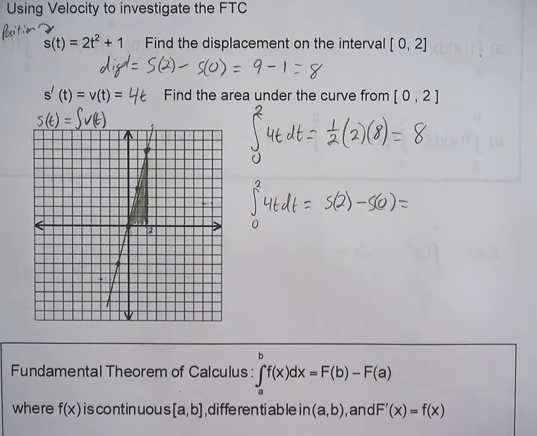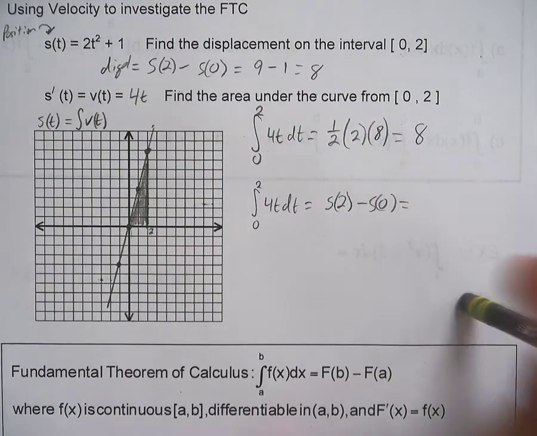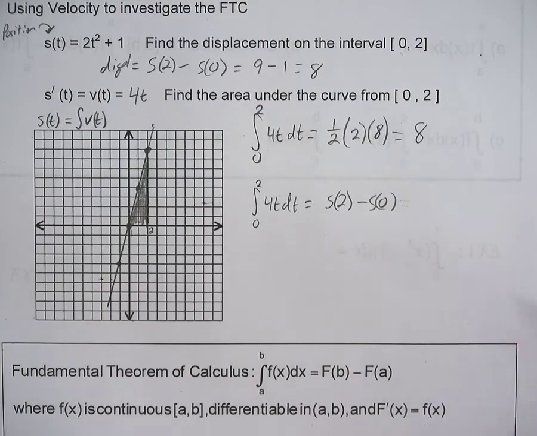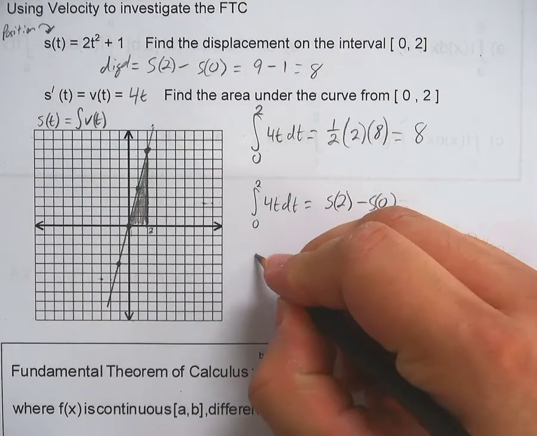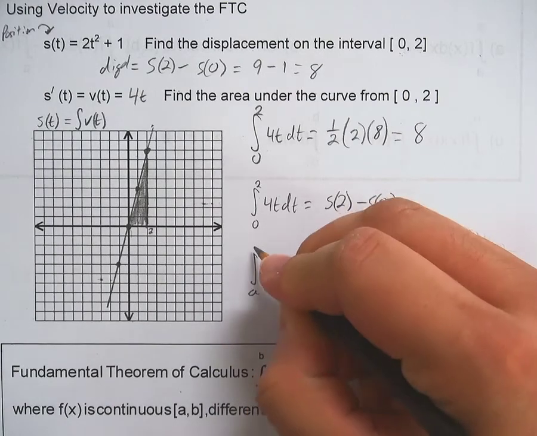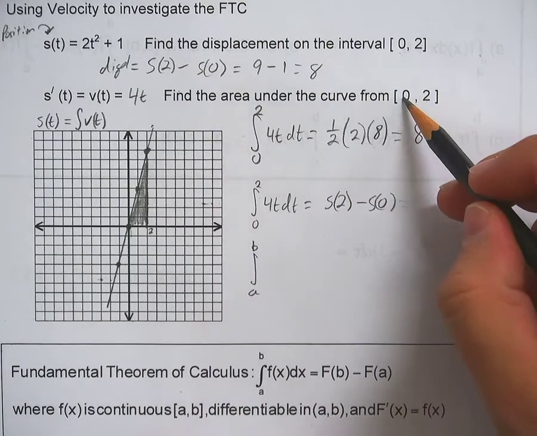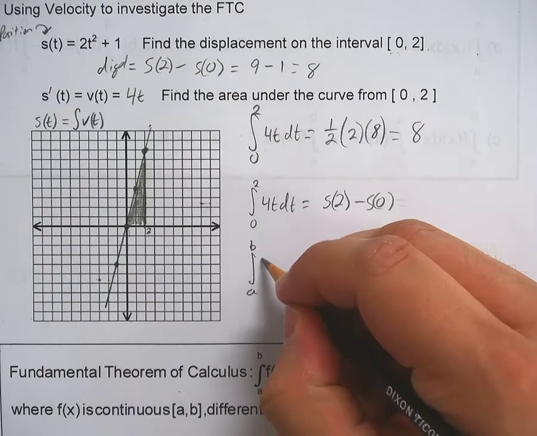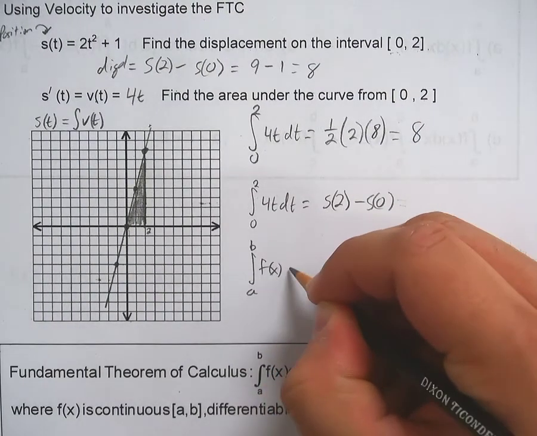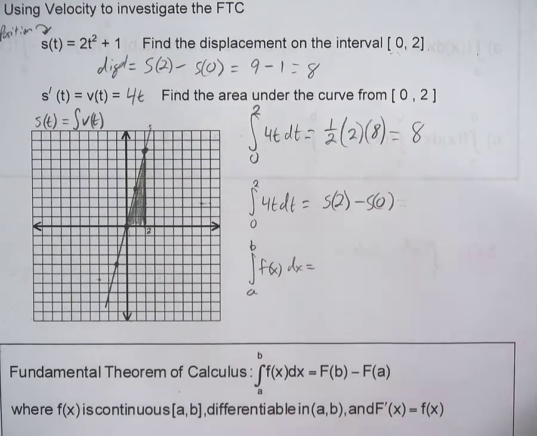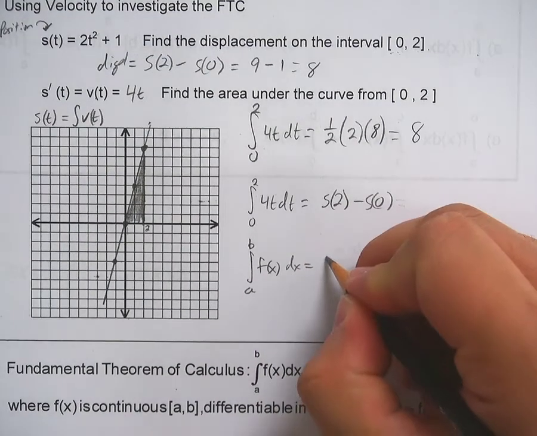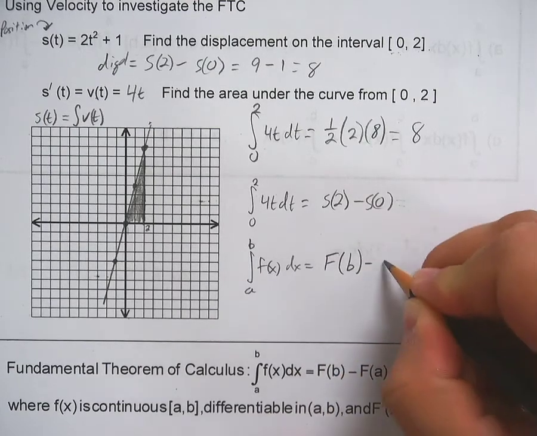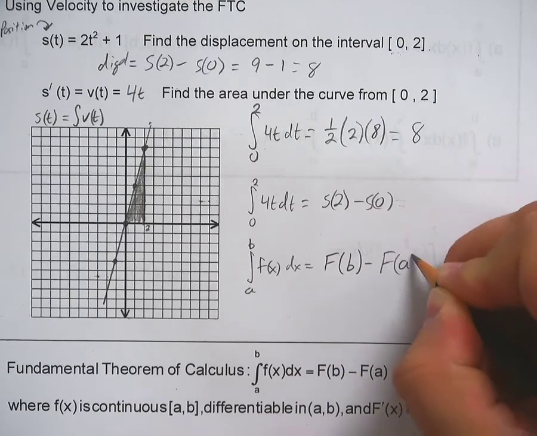And so here's how we build up to that. Here's how we build up to what we call the fundamental theorem of calculus. The integral from a to b of little f of x, lowercase f of x, dx, is going to be capital F of b minus capital F of a.